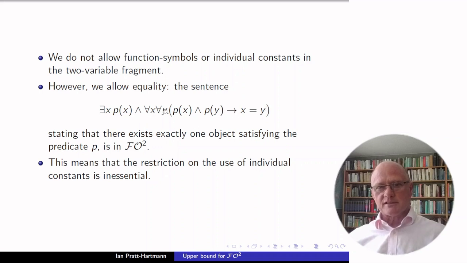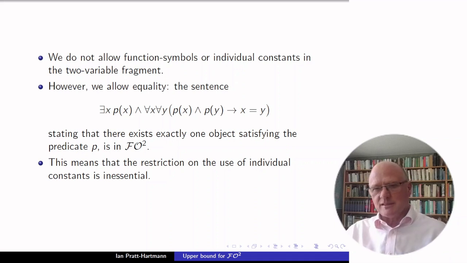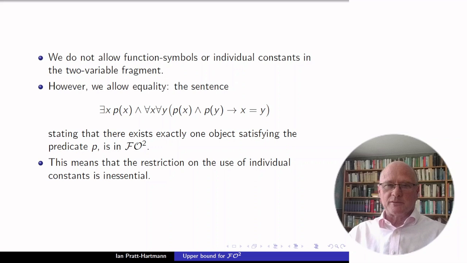If you look at this sentence, you'll see how. This sentence says there exists x such that P of x. In other words, there are some P's, and if you take any two objects, x and y, and they satisfy P, then they're identical. In other words, there's at most one P. So that formula says there's exactly one object satisfying P, and you can think of that as being used to simulate individual constants. So in the sequel, we shall have no individual constants, no function symbols, but we do have equality.